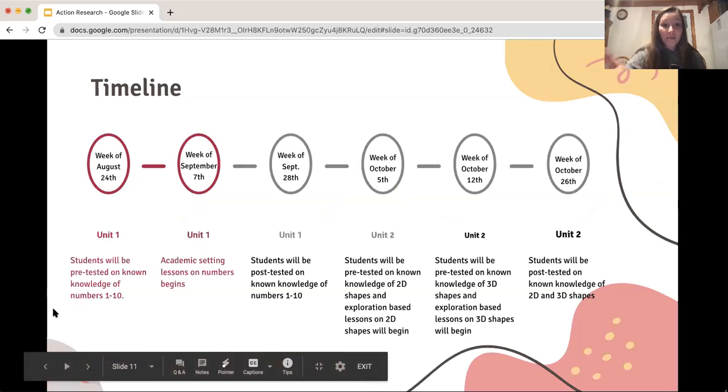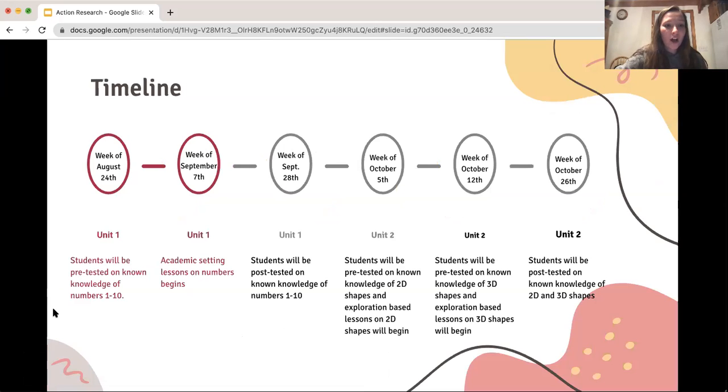So here is the timeline of my study. For the week of August 24th, I pre-tested students on their known knowledge of numbers 1 to 10. Really, it was 0 to 10. And then for the week of September 7th, academic setting lessons on numbers began. So this is the direct instruction.